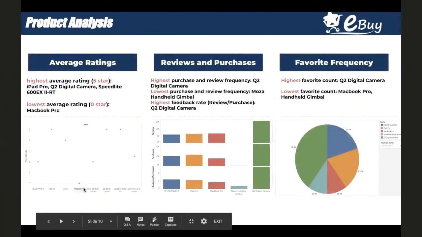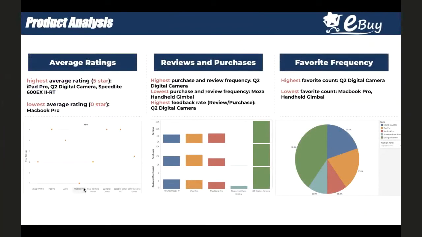And here is the report for our product analysis. We analyze the product in 3 parts. First is the average ratings, and in the diagram we can see that the highest average rating products are iPad Pro, Q2, and Speedlit. And the lowest average rating, which is 0 star, is the MacBook Pro.